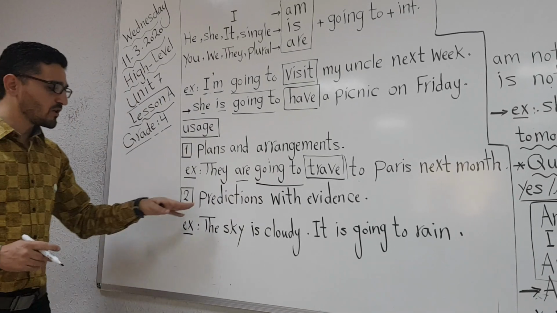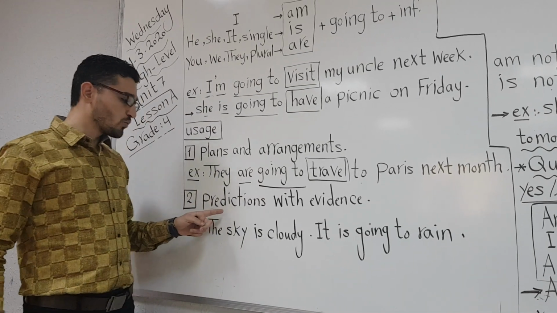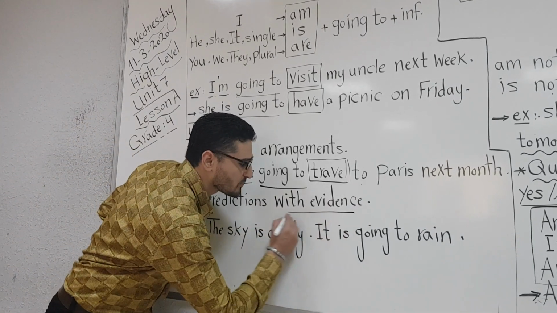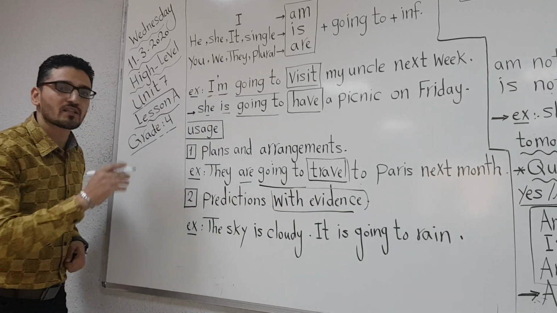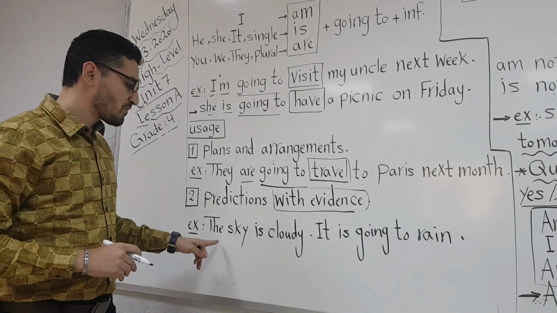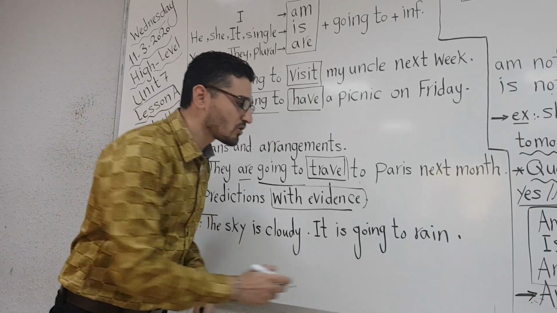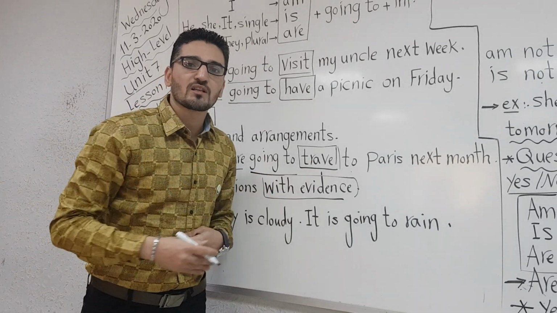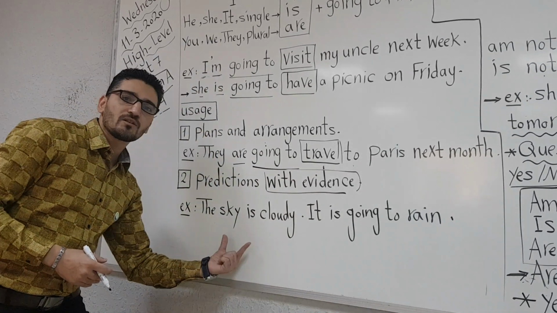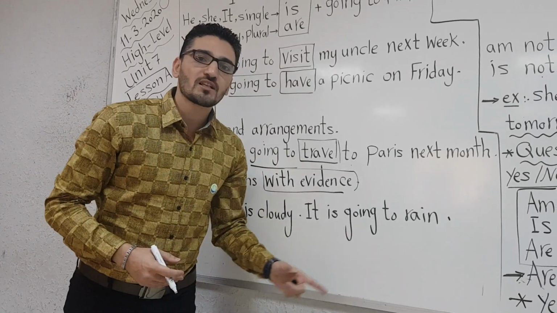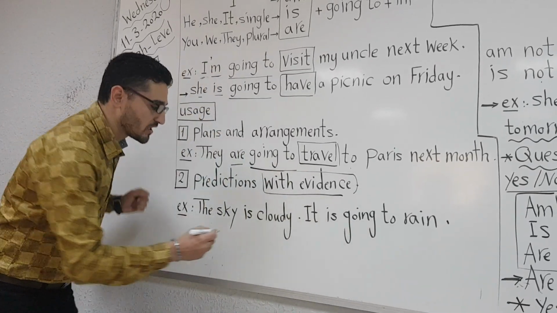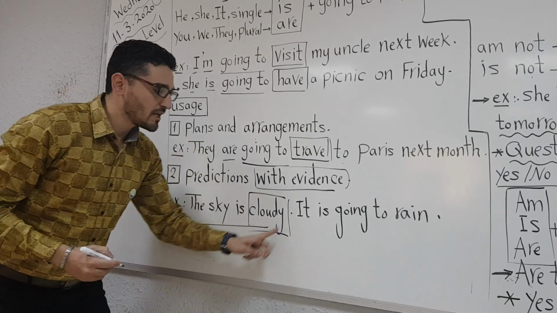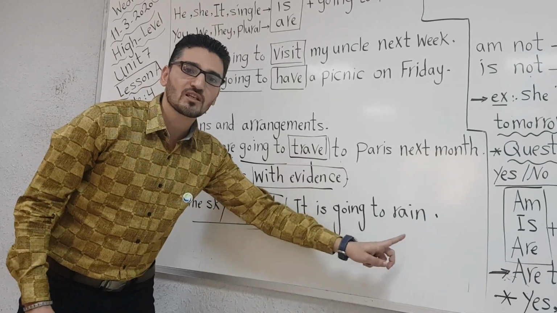Okay, the second one, we use am, is, are, going to express predictions with evidence. Prediction with evidence, and this is very important. Predictions with evidence. For example, when I say the sky is cloudy, it's going to rain. Okay, this means that you predicted that something is going to happen because of evidence. What makes you predict that it's going to happen? Here, this is the evidence. The sky is cloudy. So this evidence makes you predict that something is going to happen.